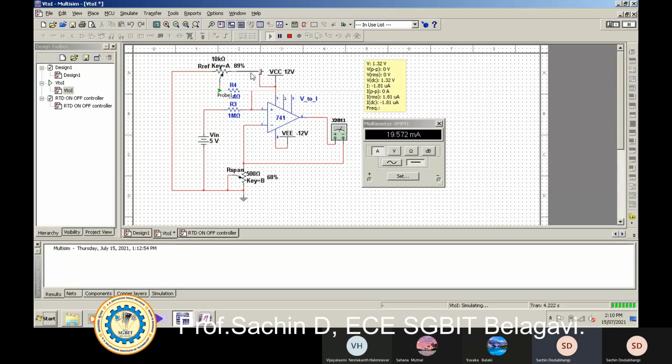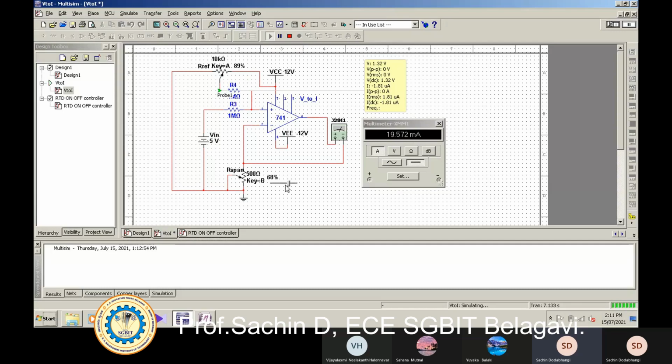You can look at my cursor and look at the pot above in the diagram. Reference key A is written. In key A, 89% is written here. So if I vary this pot, this reference voltage will change. There is a horizontal line, there is a knob. If I vary this knob, this percentage, 89%, will change, so that reference voltage will also change.